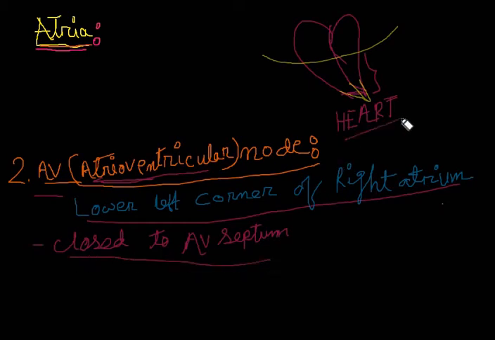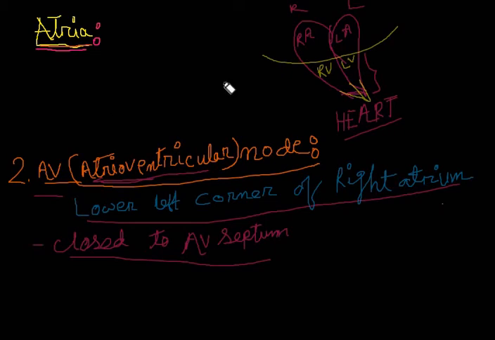Suppose this is the heart, this is the right side of the heart, and this is the left side of the heart, and this portion is atria. The atria on the right side is called right atria. The atria at the left side is called left atria, and this lower portion of the heart is called ventricle. The right side of the ventricle is called right ventricle, and the ventricle present at the left side is called left ventricle.